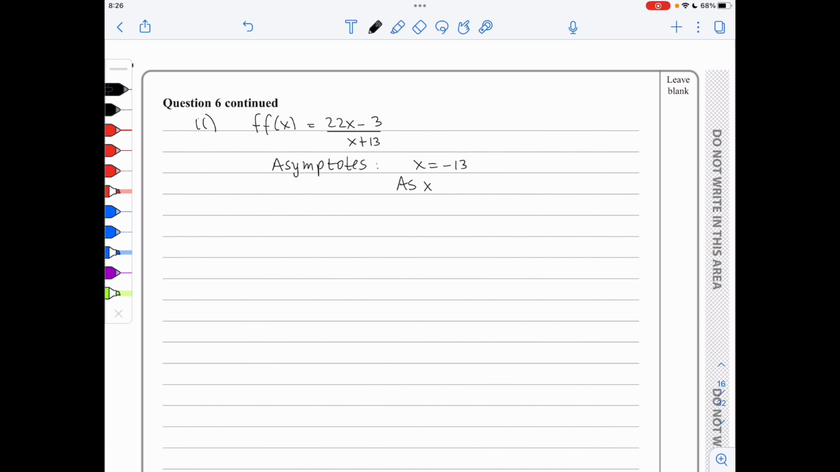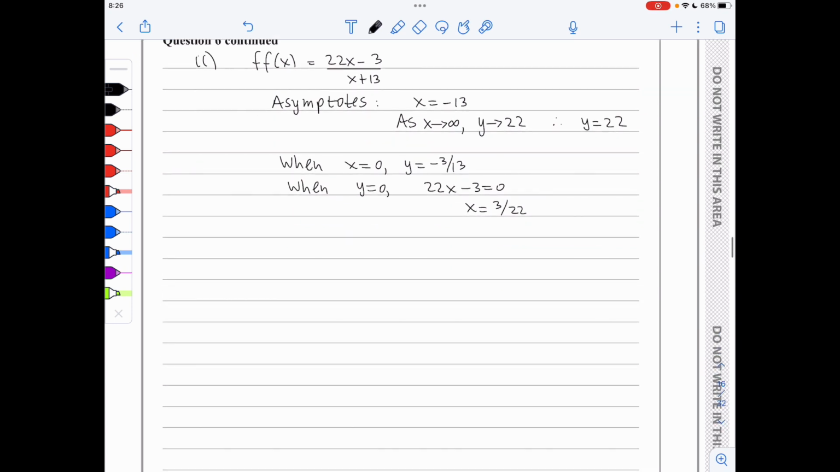As x tends to infinity, we have said that the negative 3 and the 13 are insignificant, so y tends to 22x over x, or simply 22. So y tends to 22, and therefore the horizontal asymptote is at y is 22. We can also see that when x is 0, y is minus 3 over 13. And when y is 0, we've got that 22x minus 3 is 0, and therefore x is 3 over 22. And so we're now ready to sketch the graph.